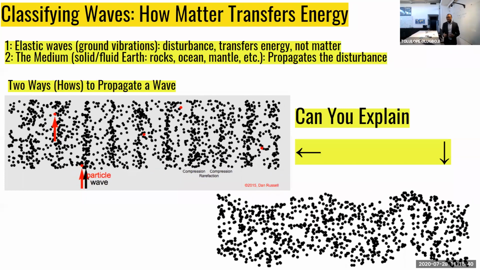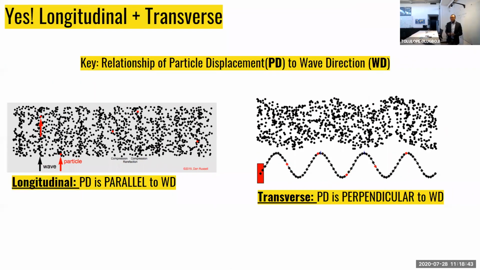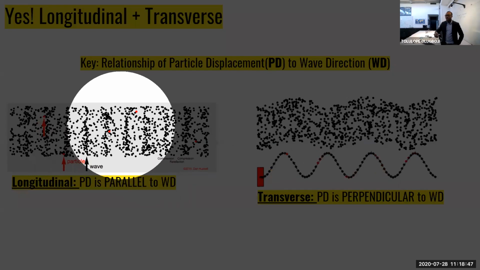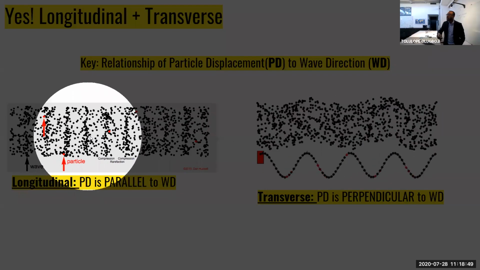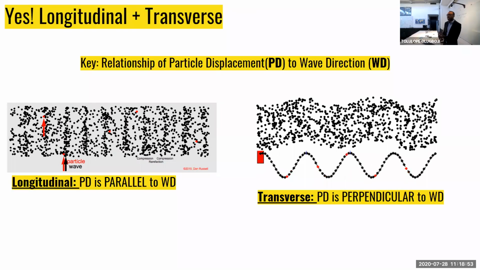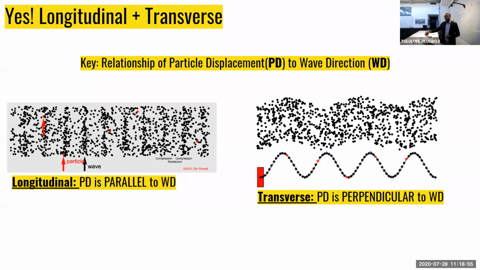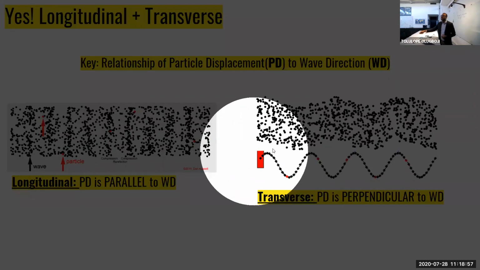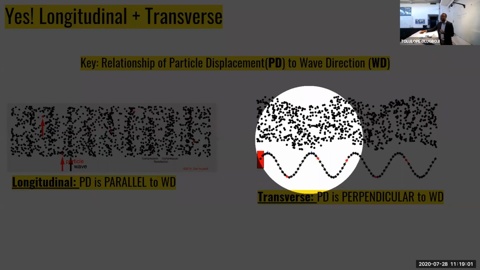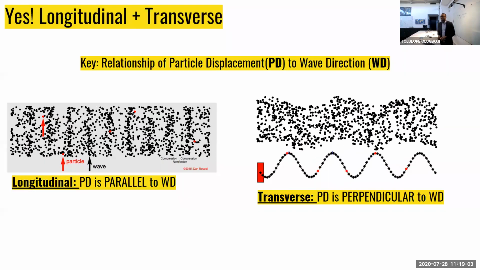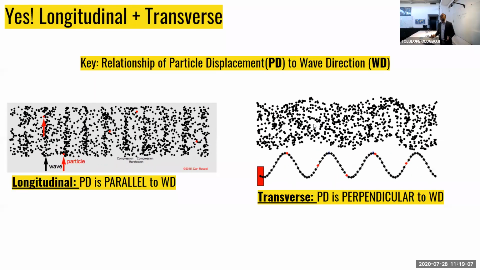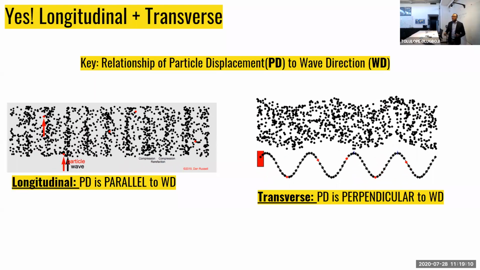So the key idea that you guys have kind of drawn out is, one, this wave is of one class called longitudinal waves. That is, the particle displacement is parallel to the wave direction. And this wave is of another class, transverse. Here, the particle motion is perpendicular to the wave direction. So the relationship of particle displacement to wave direction gives us a way to classify waves. And that's what we're going to be looking at here.